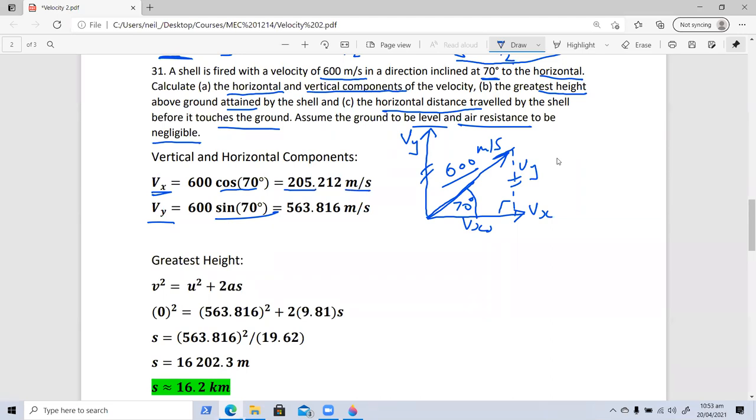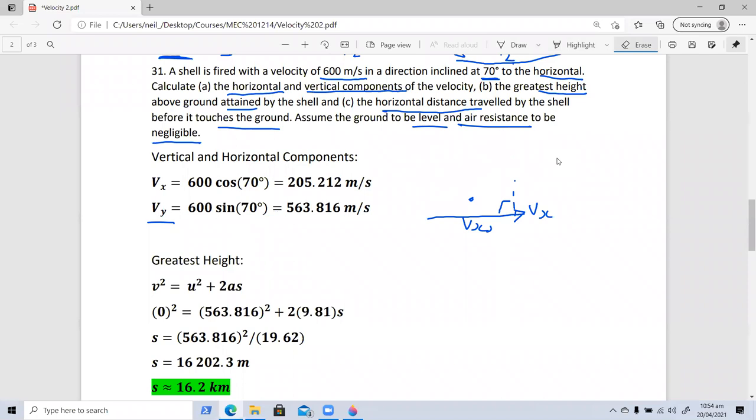Plugging these values into our calculators, we get that the horizontal component is 205.212 meters per second, and the vertical component is 563.816 meters per second. Good. Now, we need to use both of them to figure out certain things. When we think about height, which is part D of this question, greatest height attained, which of the components are we going to use? Well, we're going to use the vertical component, because the horizontal component doesn't contribute to height. That contributes to distance, horizontal distance traveled.